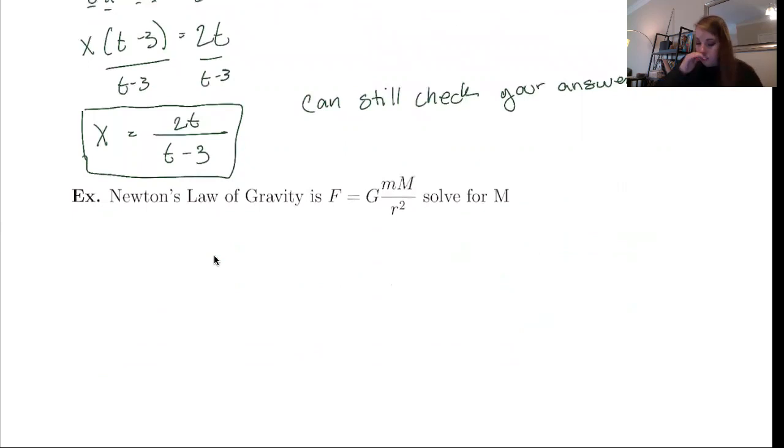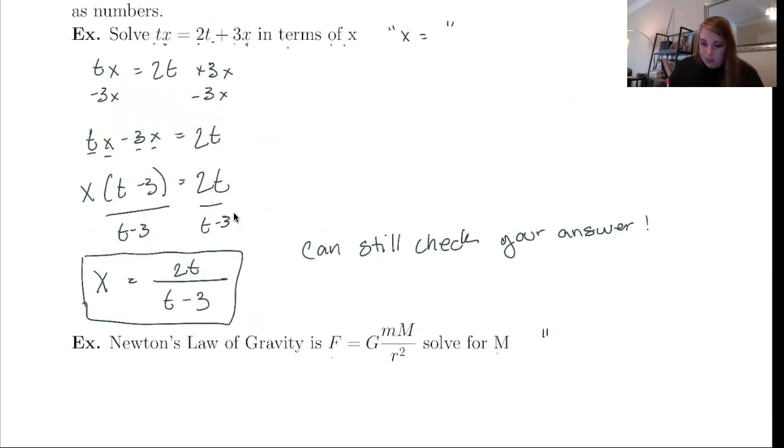All right, cool. So Newton's law of gravity is F equals G times little m times big M over R squared. And we're asked to solve for big M. In this case, F is force, G is gravity. I think little m is mass, big M is momentum, and R is like a radius of something. That's just a fun fact. You literally don't have to know that. So we're asked to solve for big M.